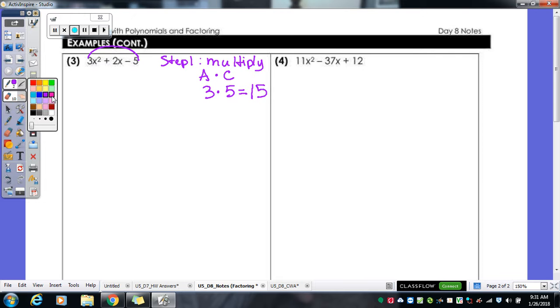Step 2, you got to figure out what multiplies to give you 15, but would add to give you 2. So multiply to 15, add to 2, because 2 is our middle term. So which two factors of 15 multiply to 15, add to 2?